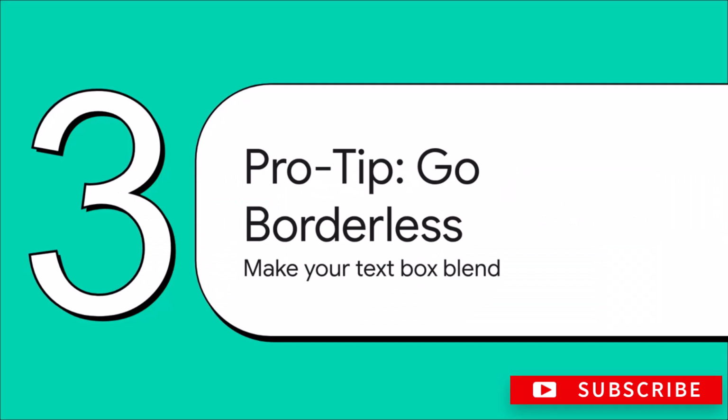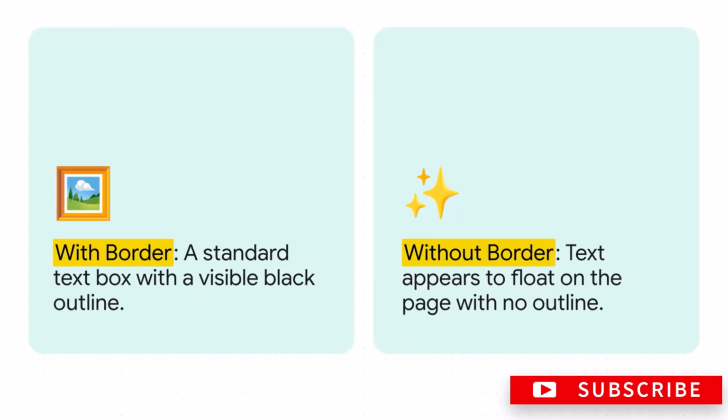Now, you ready for a pro tip? This is one of those little details that'll make your documents look so much more polished. By default, a text box has that black outline around it, which can look a bit clunky, but we can make it totally invisible. And just look at the difference here. On the left, you see the standard box, but on the right, the text just looks like it's floating freely on the page. It's such a small change, but it makes a huge difference for a clean, professional design.